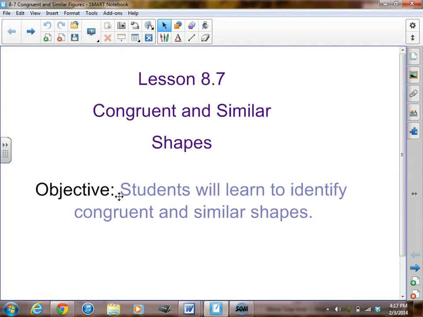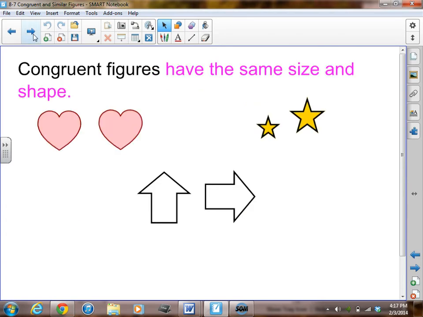Tonight we are going to be learning about congruent and similar shapes. Now, congruent and similar shapes, this is probably going to be the shortest and easiest video you will have watched so far. So, congruent figures have the same size and shape.